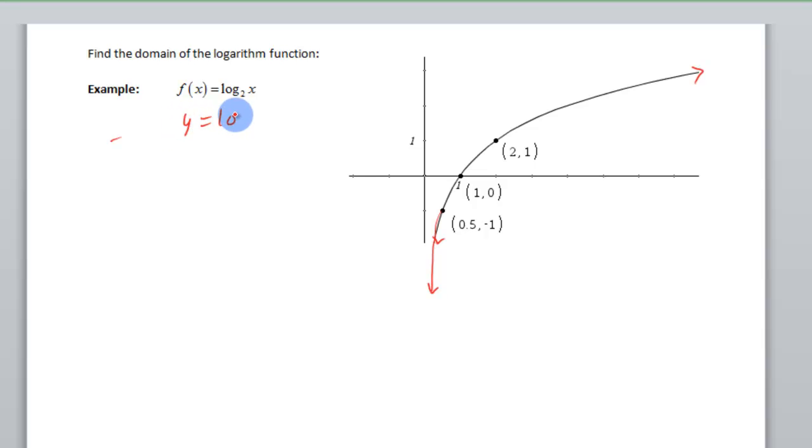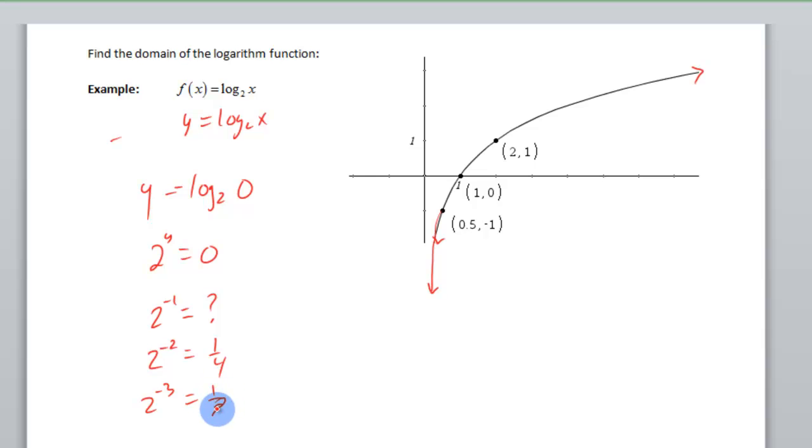So this is y equals log base 2 of x. If x is 0, then I have this question, which turns into what question? 2 to the y equals 0. Can you raise 2 to some power to get 0? Well, 2 to the first is 2. 2 to the 0 is 1. 2 to the minus 1? No, that's a half, right? So all of a sudden we're getting closer to 0, but we're never equaling it, right? What's that? That's a fourth. That's an eighth. So you see, no matter what I put in for the x values, I'm never going to quite make 0.